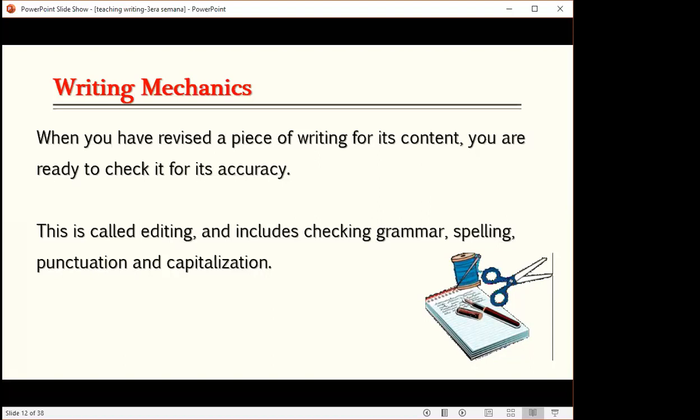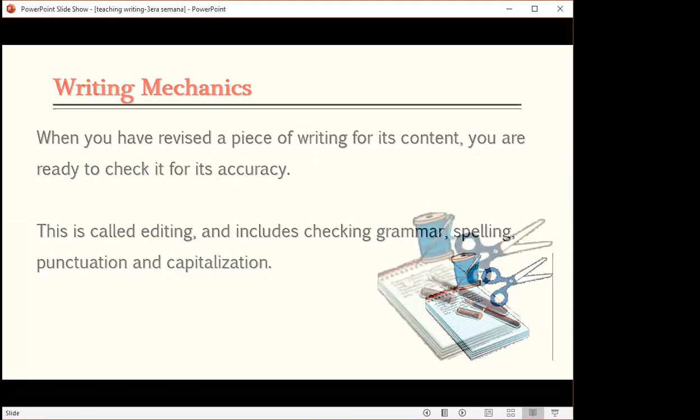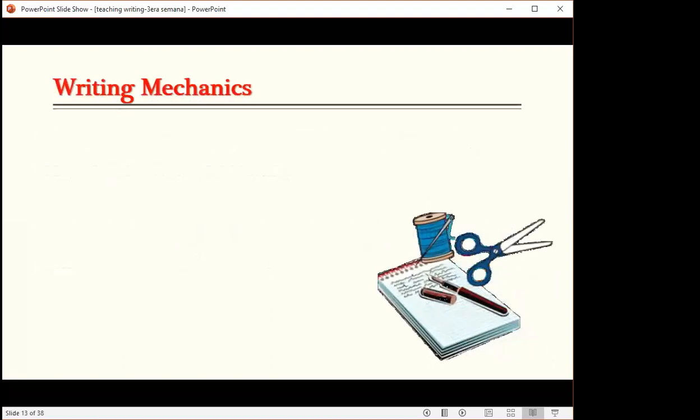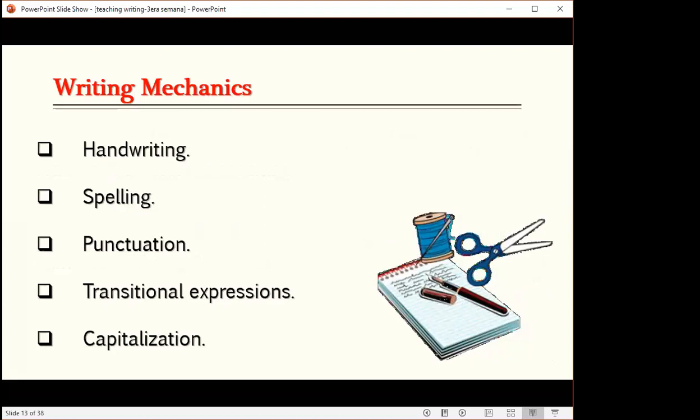So it's very important to do that. When you are going to teach how to write to your students, you need to teach them some aspects related to grammar, related to spelling, specifically punctuation and capitalization. So here it is involved the handwriting, the spelling, the punctuation, transitional expressions, and capitalization.